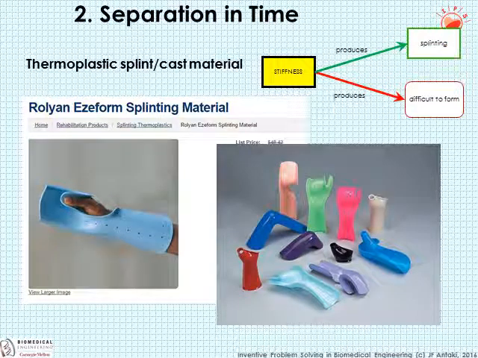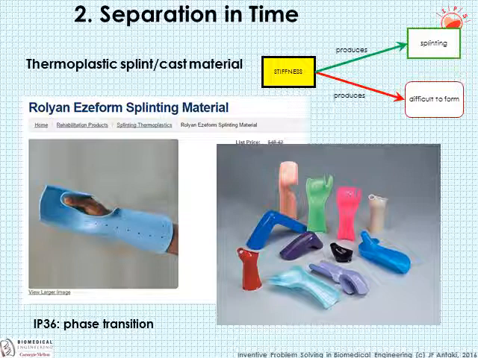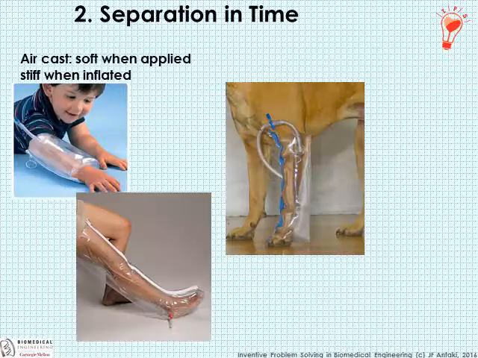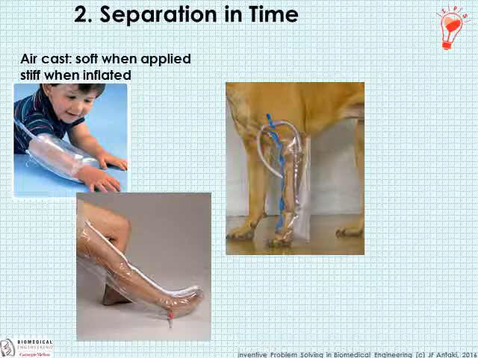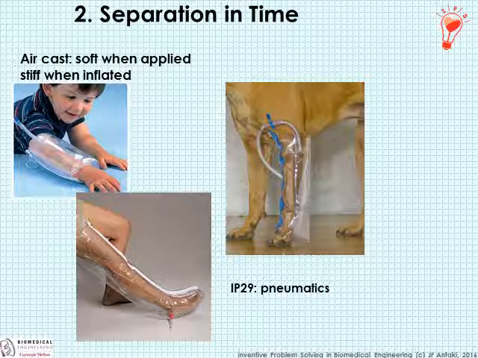The contradiction here that it solves is the fact that you want stiffness in order to produce splinting, but that stiffness makes it difficult to form, so you need it to be soft at a different point in time, and hence the need for separation in time. You may also notice the inventive operator, inventive principle 36, phase transition. The air cast is another example that we saw earlier, which is another illustration of separation in time. And here you may recognize inventive principle 29, pneumatics.